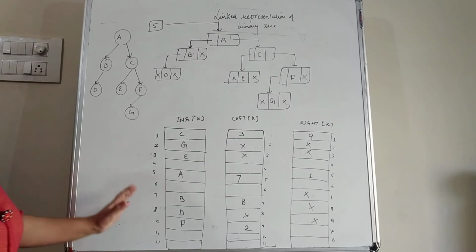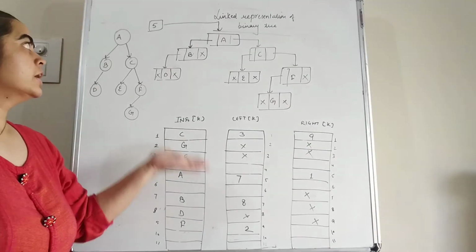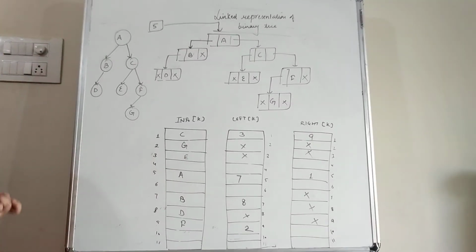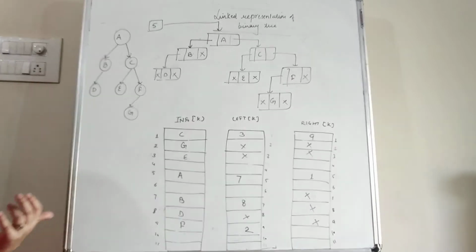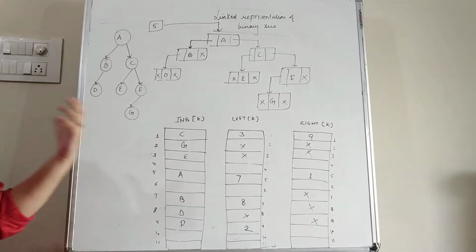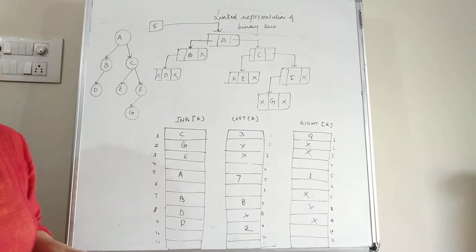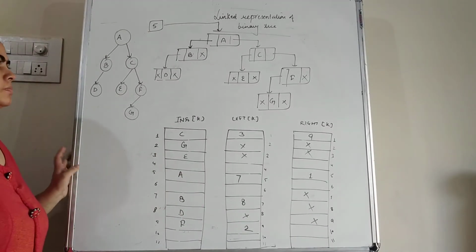So this is how we can represent the binary tree using the linked list. In the linked list, in order to represent the binary tree, we need three arrays. One is to store the data element. Second array we need to store the left pointers, and third array we need to store the right pointers. So this is the linked representation of the binary tree.